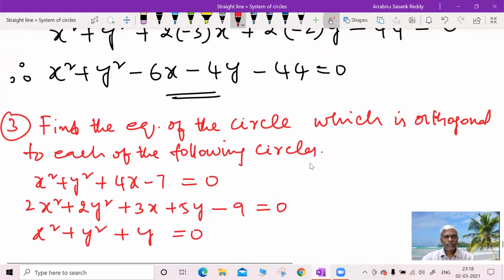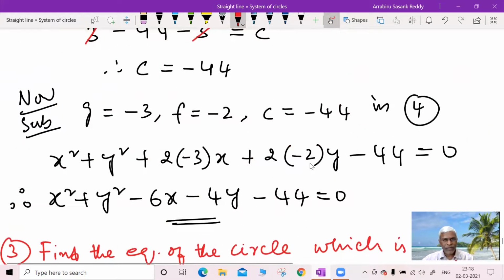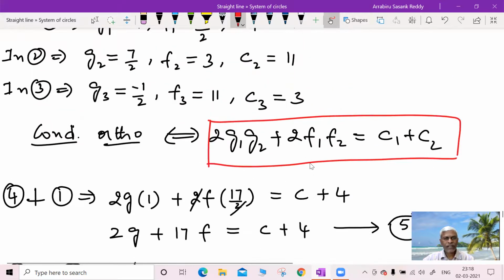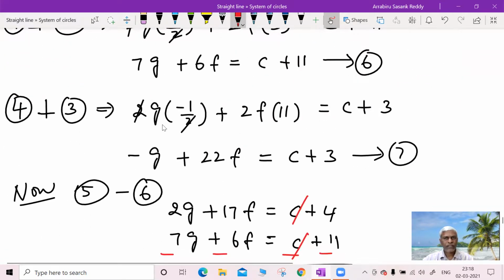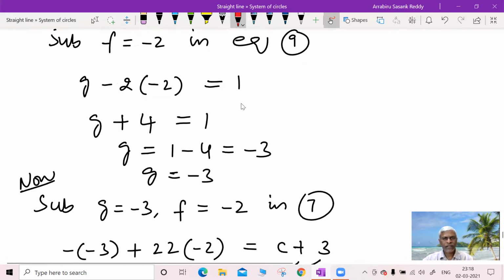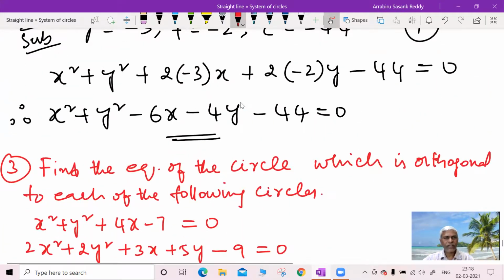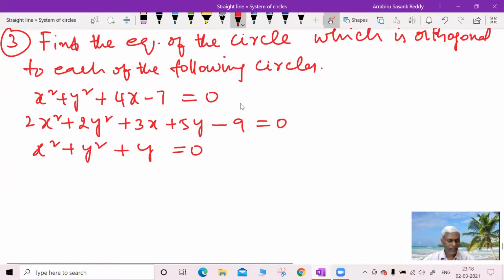You can do this as the previous problem, taking the general equation as the required circle and using the orthogonal condition with G1, G2, F1, F2, C1, C2. You will get three equations. Solving them, you will get F, G, C values. In this method also you can do it. And there is another method. Let us solve this in a different method, finding the circle which is orthogonal to the given three circles.